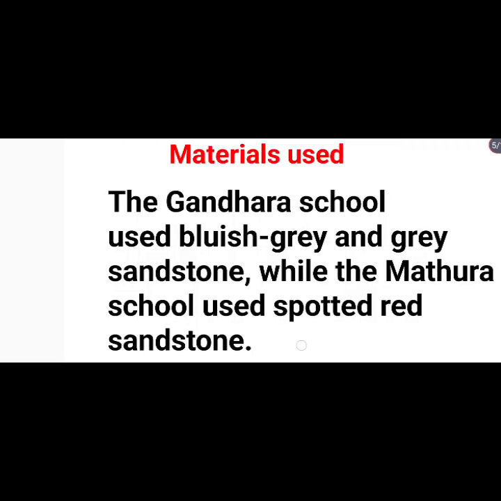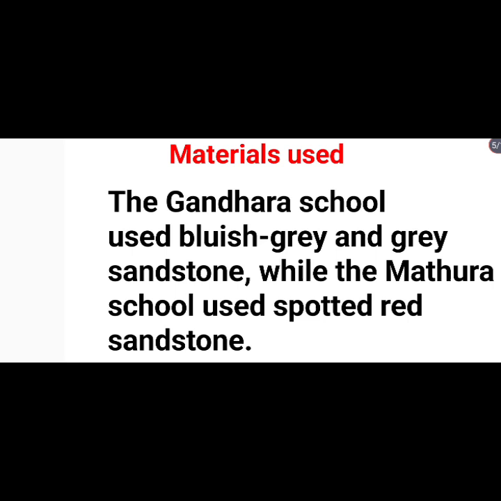Then the material used. The Gandhar school used bluish grey and grey sandstone, while the Mathura school used the spotted red sandstone. Grey and bluish sandstone look bluish, and red sandstone obviously looks red. Mostly the Mathura school used the spotted red sandstone. The place is South India.